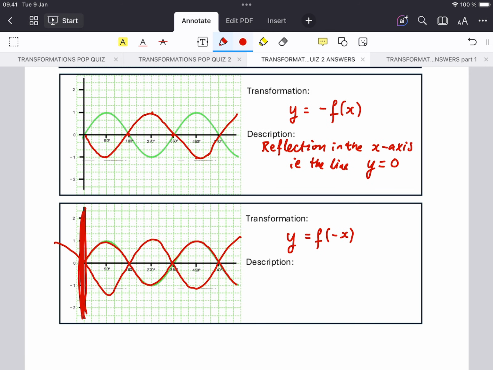But this particular one, because it's minus x first and then apply the function, it's actually a reflection in the y-axis, also known as the line x equals 0. So once again, remember, the y-axis is the line x equals 0 because of all the x values being 0 on any points on the y-axis, and vice versa for the x-axis being the line y equals 0.